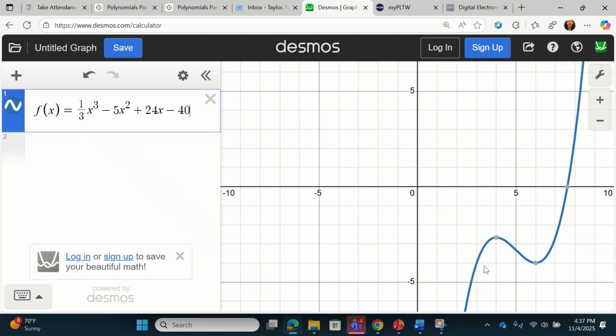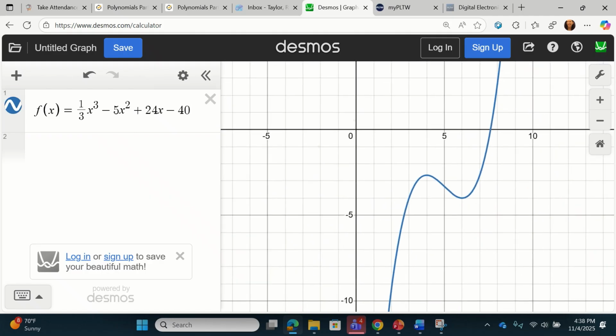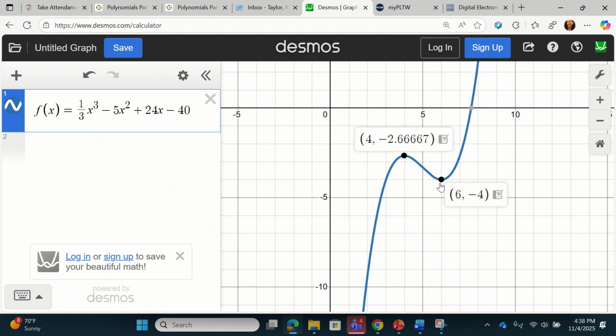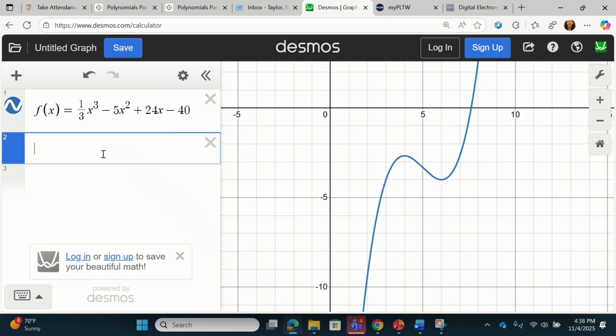So we're doing increasing and decreasing. So if I kind of re-center that, if I trace this, I'm increasing until I get right there. Then I'm going to be decreasing until I get right there. And then I will be increasing again. So increasing is going to be 2 different intervals.